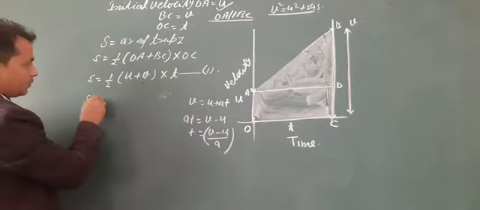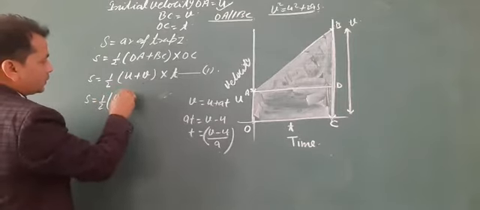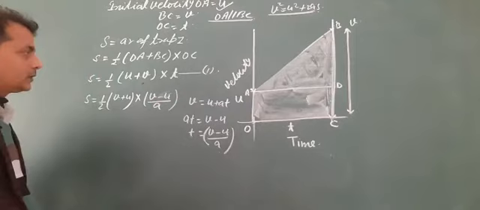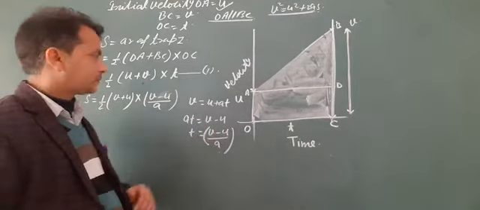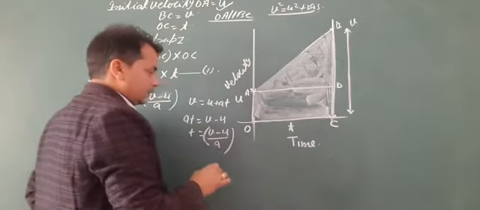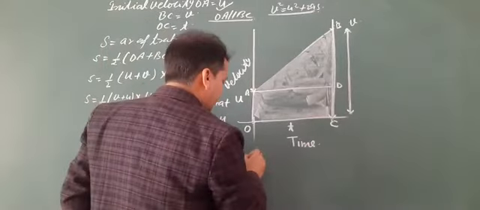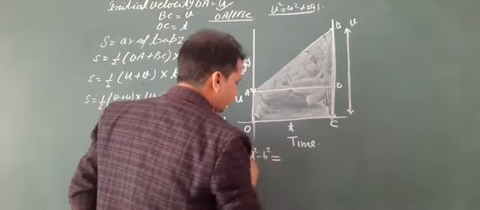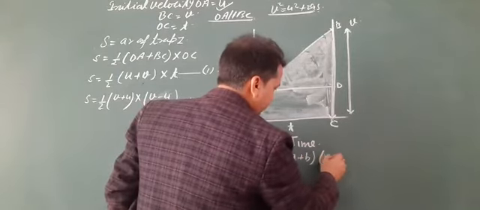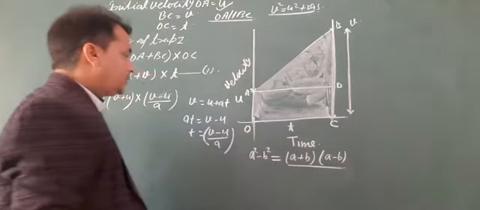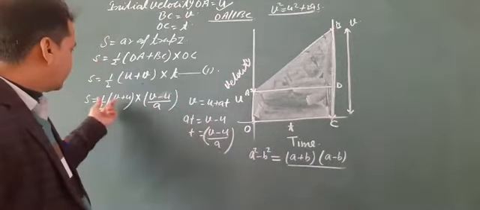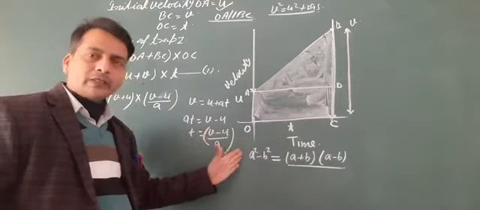Then S equal to 1/2, V plus U, into V minus U by A. So here in the place of T, V minus U by A, then multiply V plus U and V minus U. As you know, the identity A square minus B square is the same as A plus B and A minus B. So here we have V plus U and V minus U. Apply this identity rule, then V plus U and V minus U becomes A square minus B square.